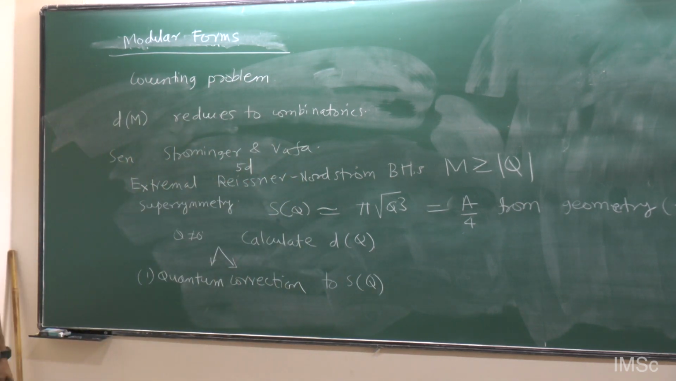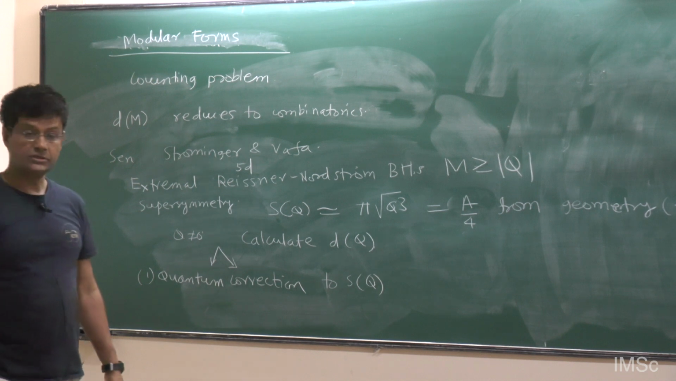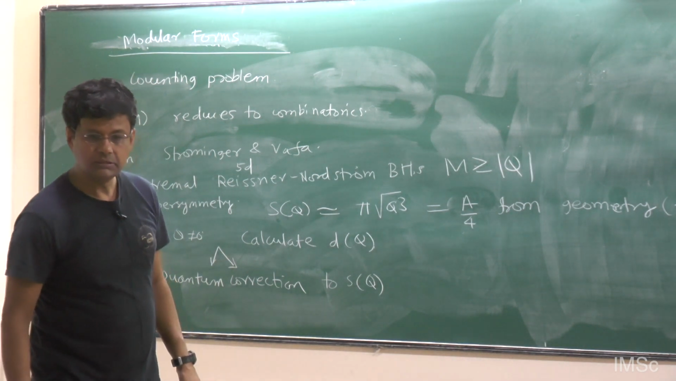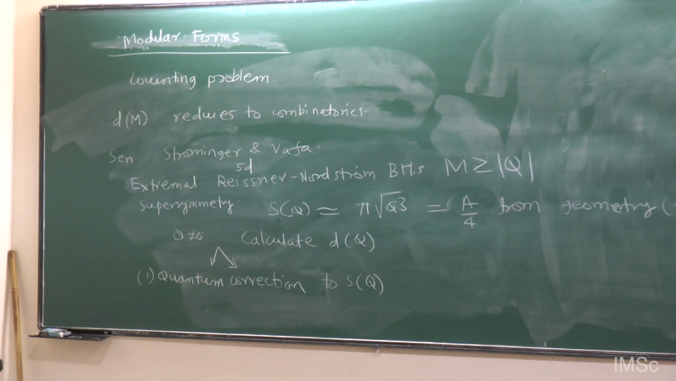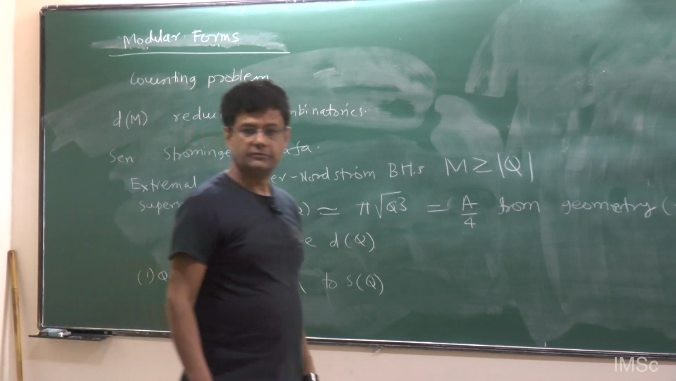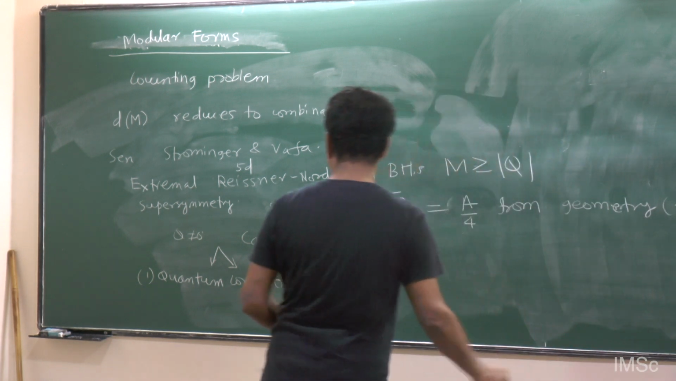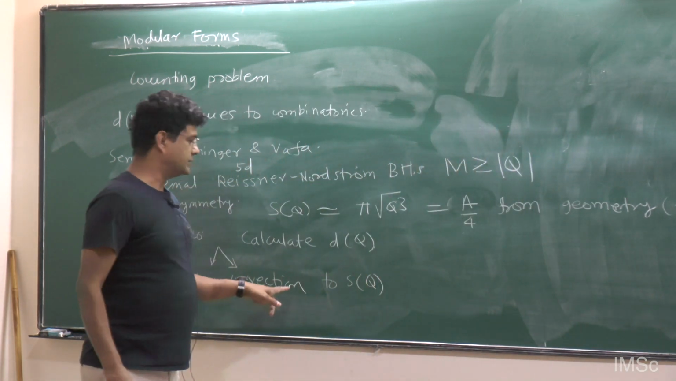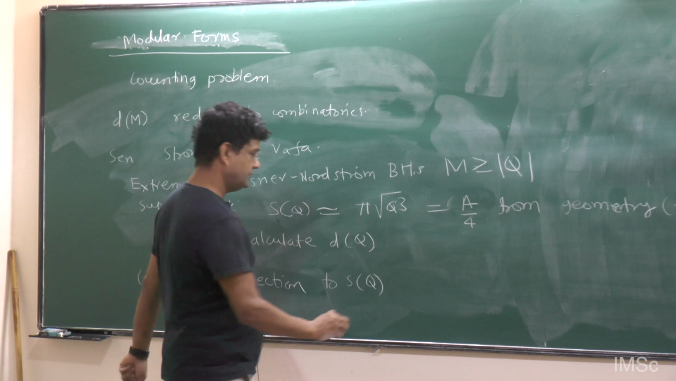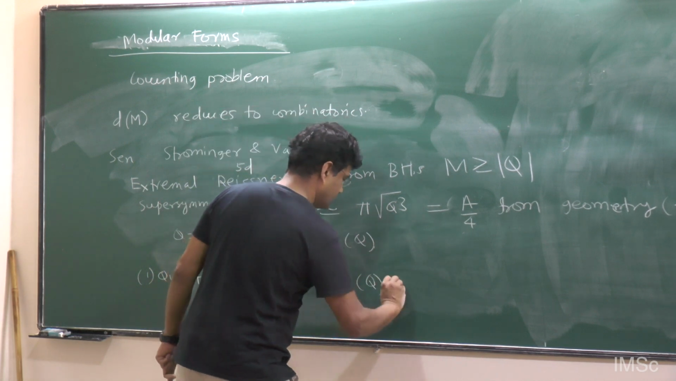Again, thermodynamics, doesn't charge arise? Yes, you can consider a grand canonical ensemble, then it has a charge. You can consider an ensemble with some charge, which is a grand canonical ensemble. So now we want to compute corrections to the S of Q, which is in general for a black hole.